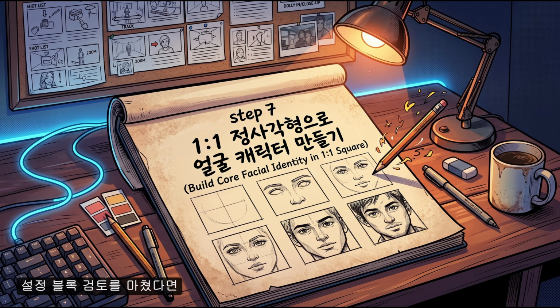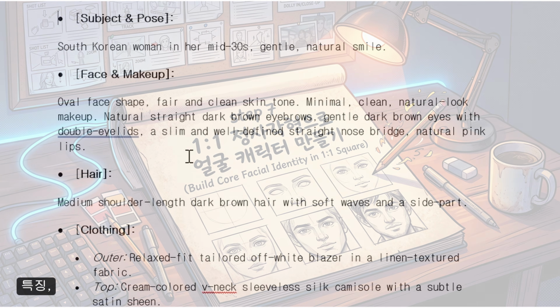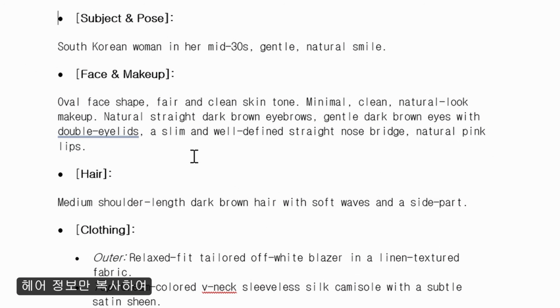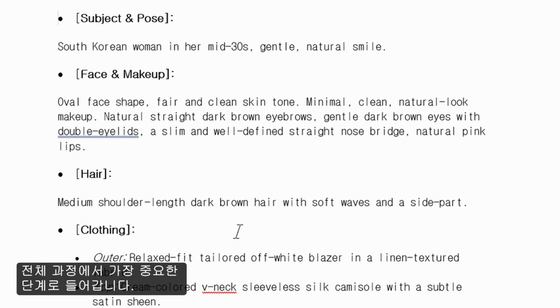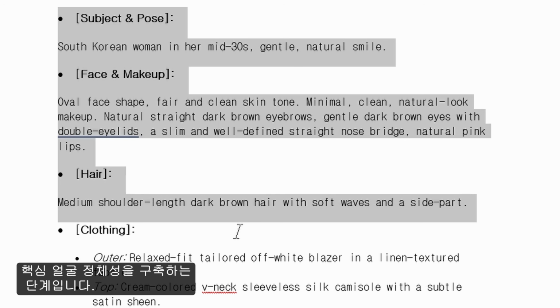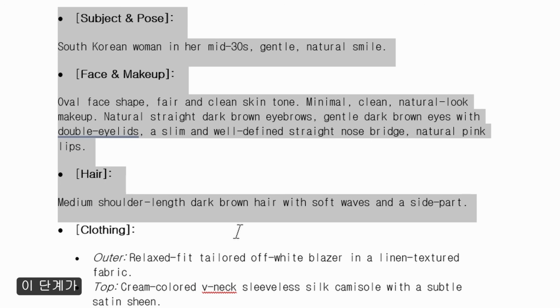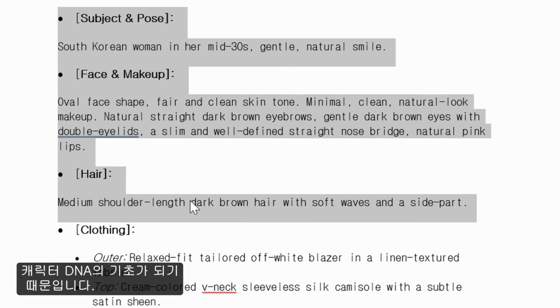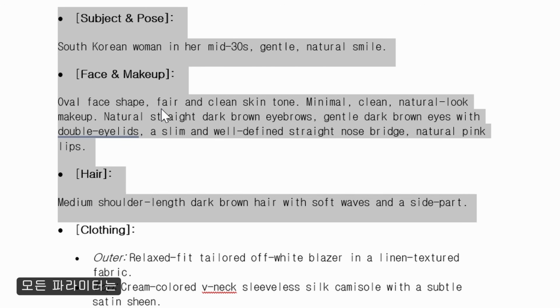Once you've thoroughly audited your configuration block, copy only the identity, features, and hair segments and head back over to Flow. We are now entering the most critical phase of the entire process, building the core facial identity. Because this sets the foundation for your character's DNA, every single parameter must be executed with absolute precision.